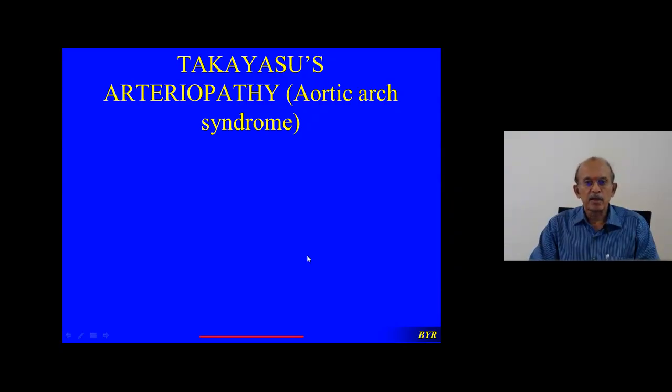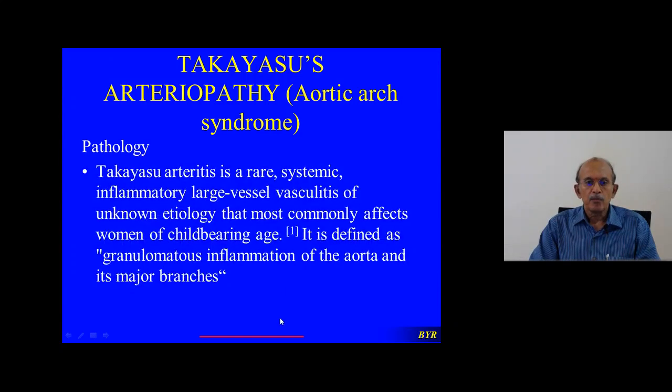Takayasu's arteriopathy. This is also called aortic arch syndrome. It is a rare systemic inflammatory large vessel vasculitis. So there will be an autoimmune inflammatory reaction of large vessels of unknown etiology that most commonly affects women of childbearing age. It is defined as granulomatous inflammation of the aorta and its major branches. So that is what is called the aortic arch syndrome.